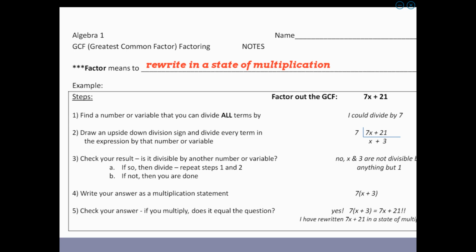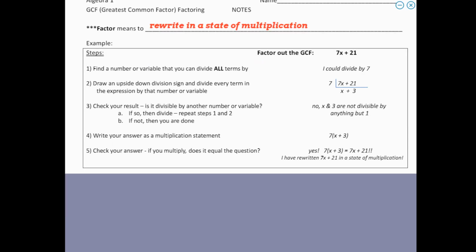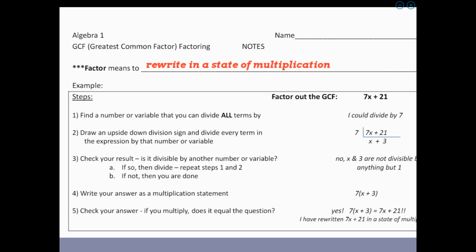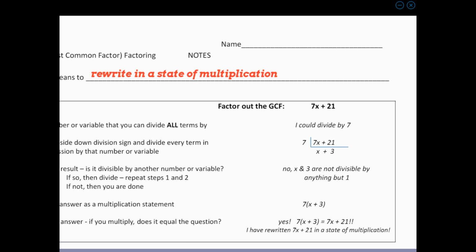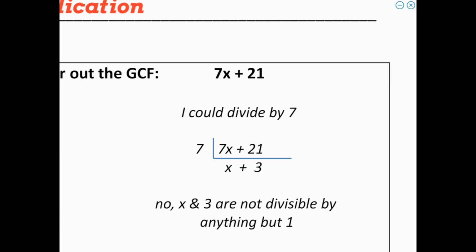So when we are factoring and rewriting it as a multiplication problem, all we're doing is like backwards distributing. We're taking whatever was distributed into our parentheses and pulling it back out. So we're taking it from the simplified form of 7x plus 21. So we're taking this form, which is the simplified form that we've been getting it to, and we're undoing that.